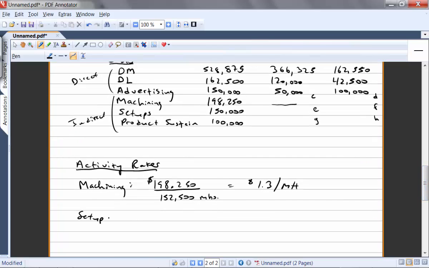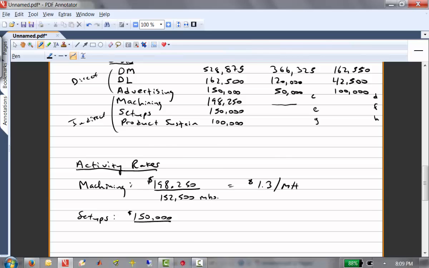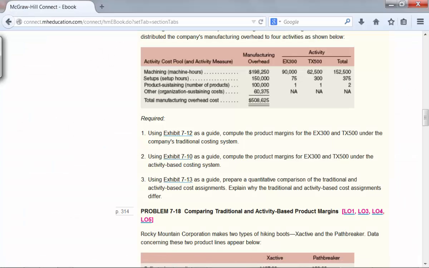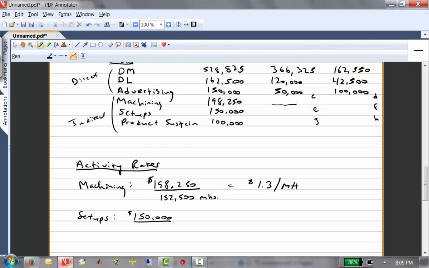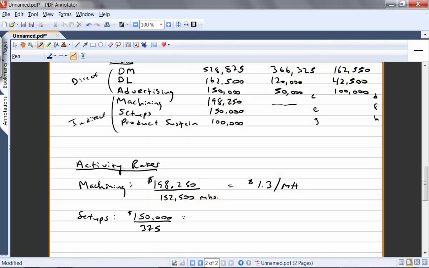So let's finish setups. Total cost is 150,000. Total cost driver. How many setups would they do? How many setup hours? What is the cost driver? It's setup hours. How many setup hours were there? 375. Oh, so we're gonna see here that setups is a pretty expensive activity here. $400 per setup. Very costly. It's a rather costly activity.